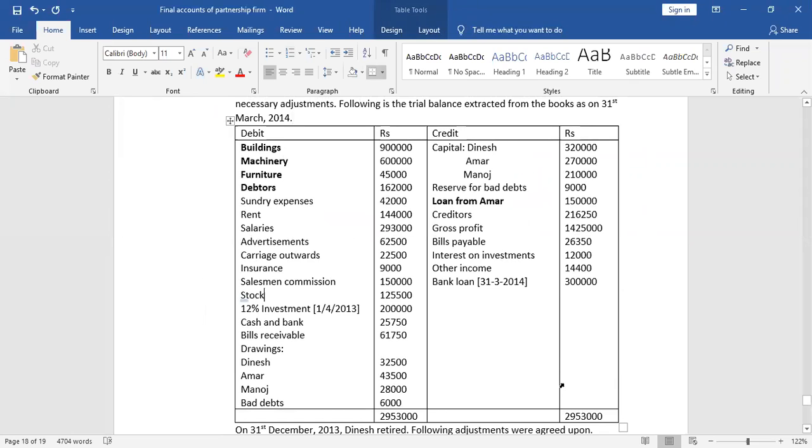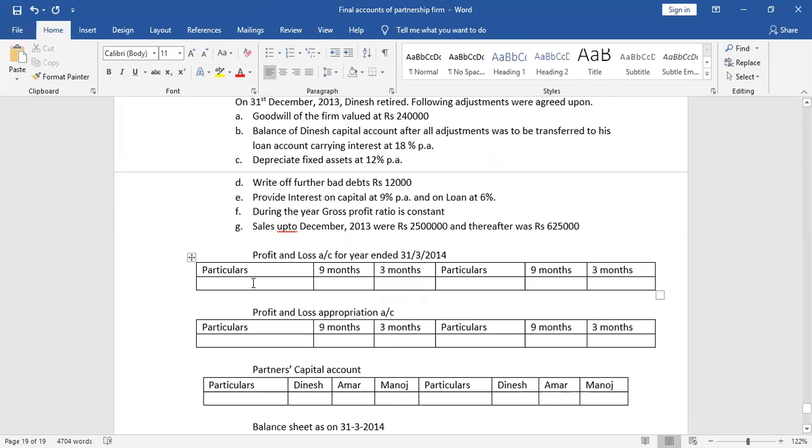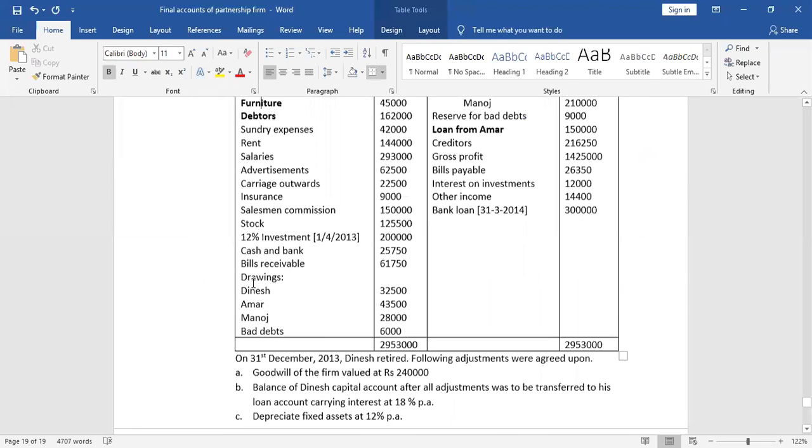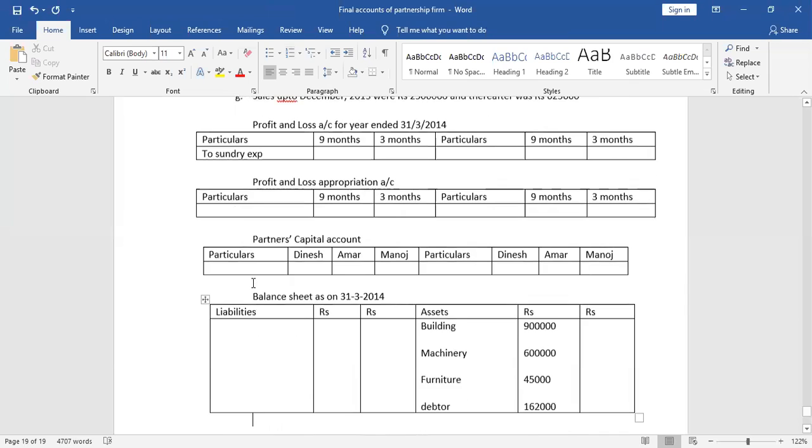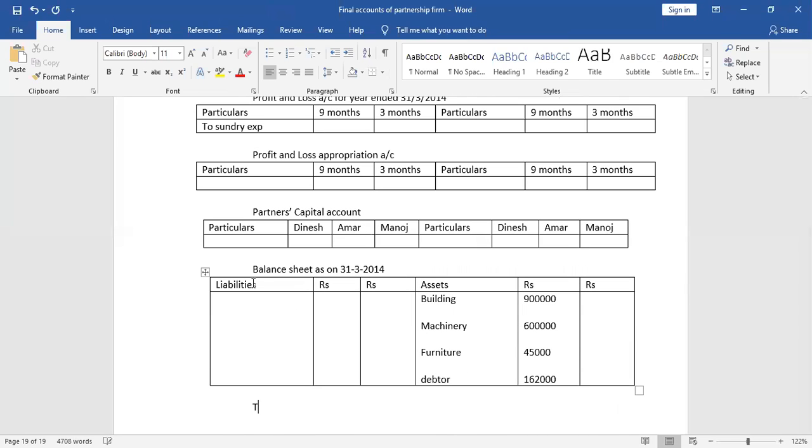Then we have sundry expense. Sundry expense will come in the P&L account. This has to be divided among 9 months and 3 months. So time ratio, you can say time ratio from before retirement and after retirement.